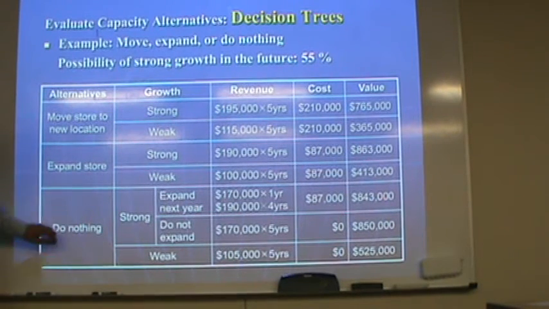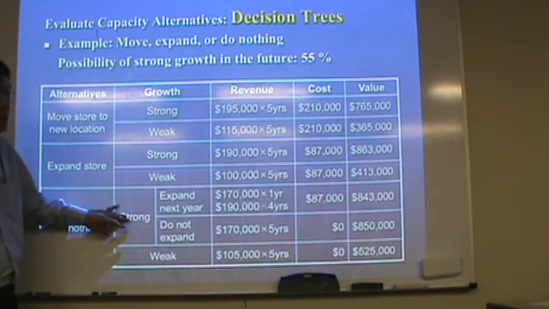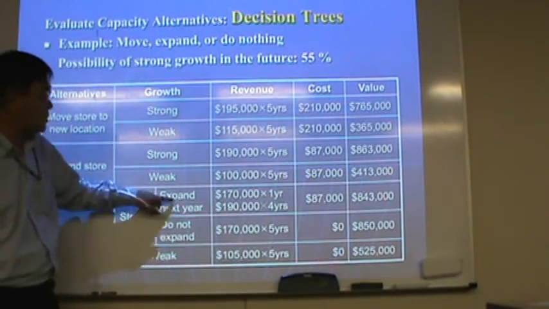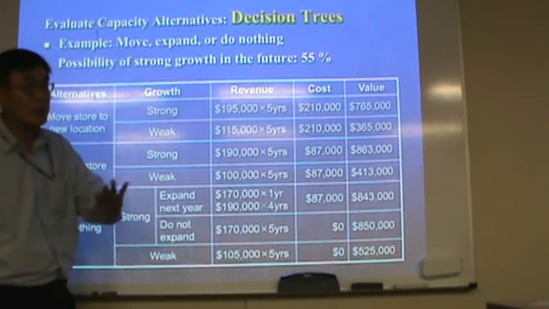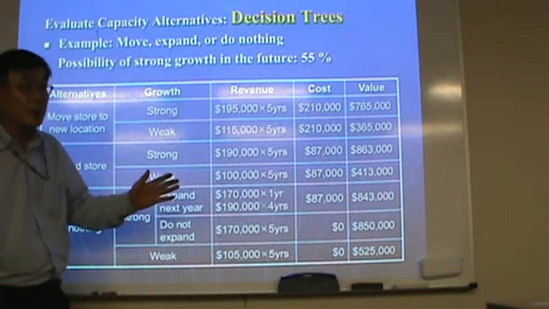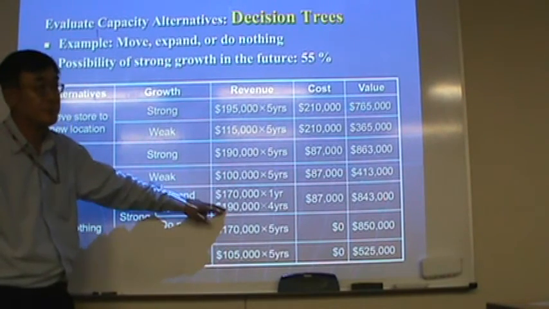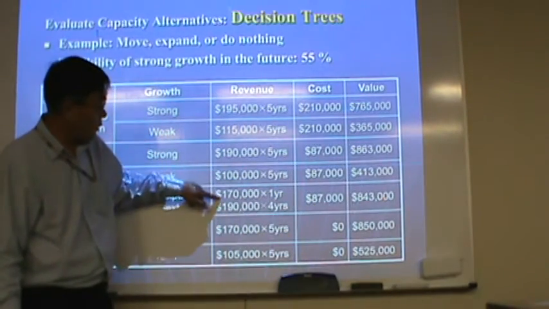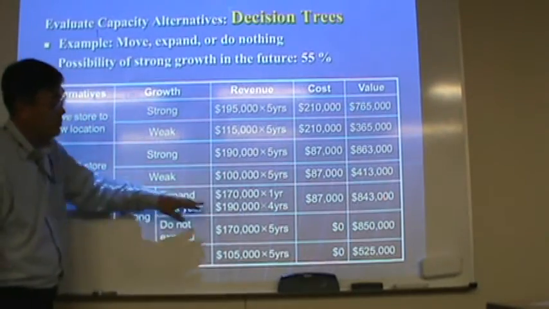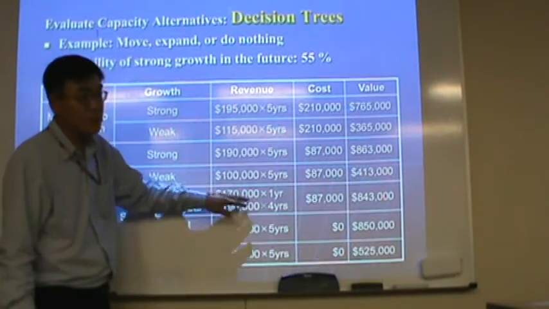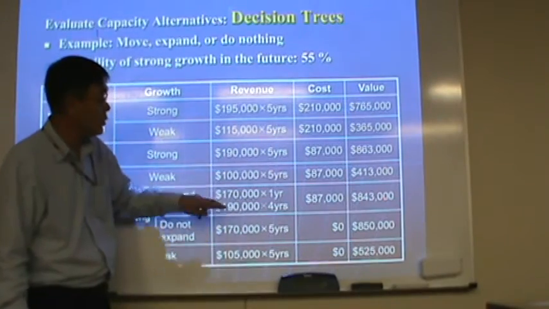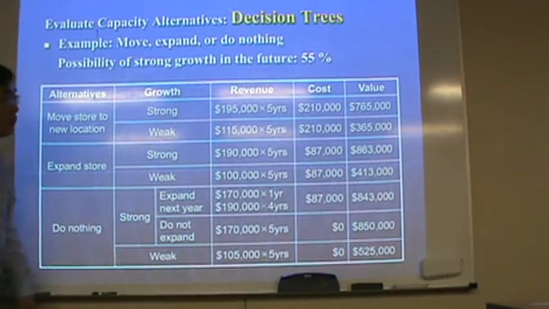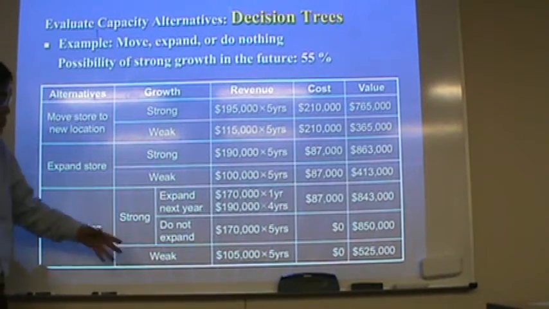And last option, if the economic condition is strong, even if strong, do nothing. First year, do nothing, but next year, second year, wow, demand increases, so expand. Then the cost is $87,000. Anyway, first year, do nothing, $170,000 in the first year, next 4 years, $190,000, and the value is 843.